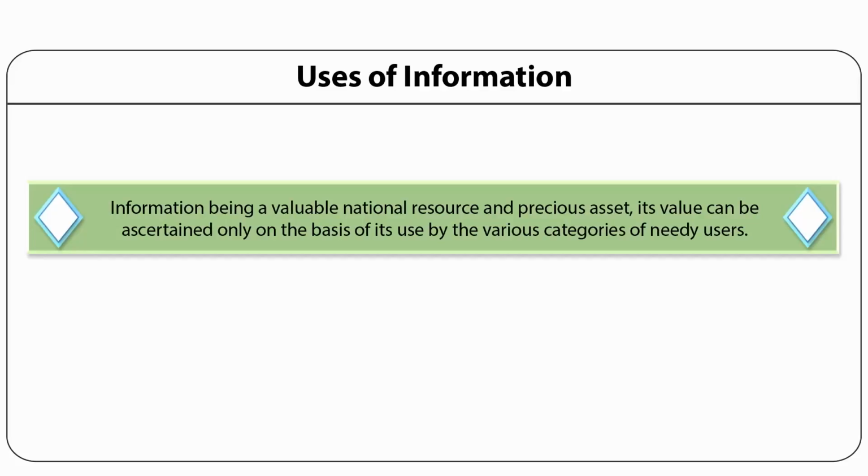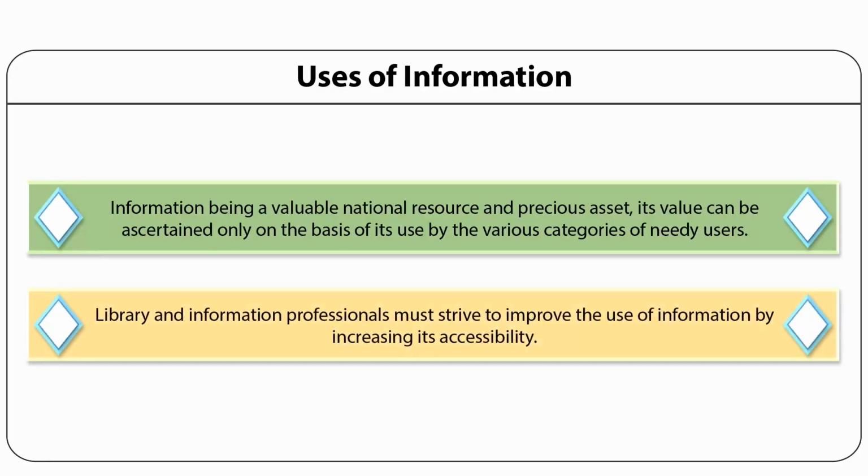Information being a valuable national resource and precious asset, its value can be ascertained only on the basis of its use by the various categories of needy users. If information is not put to use, we cannot know about its value. Therefore, library and information professionals must strive to improve the use of information by increasing its accessibility. If users can access the information as processed and organized in the library, obviously the use can be increased tremendously, and that is the ultimate aim of any library.